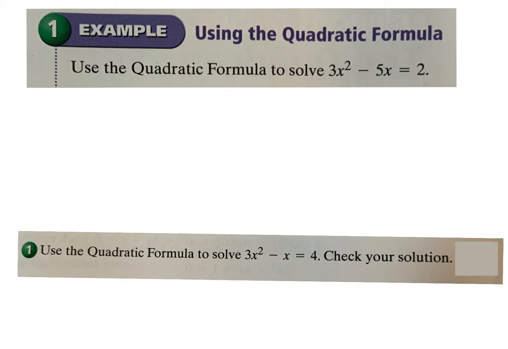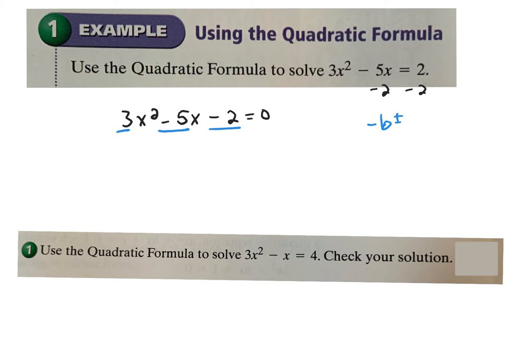So using the quadratic formula, 3x squared minus 5x equals 2. I have a problem. It is not equal to 0. So I'm going to solve my problem easily, right? Just by moving that 2 over. I have 3x squared minus 5x minus 2 equals 0. I now have my A, my B, and my C. Use your negatives appropriately, okay?